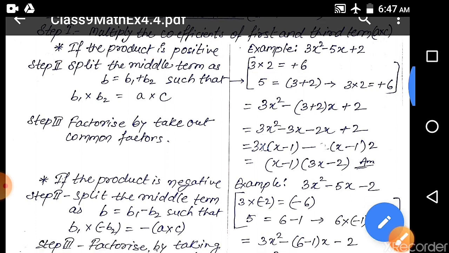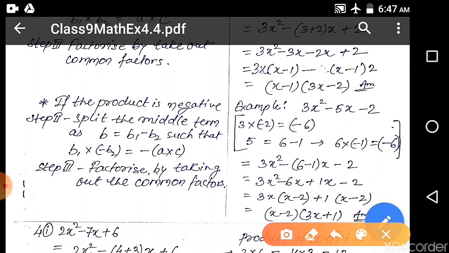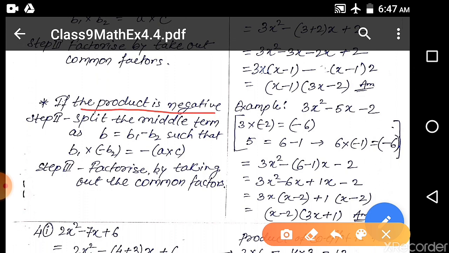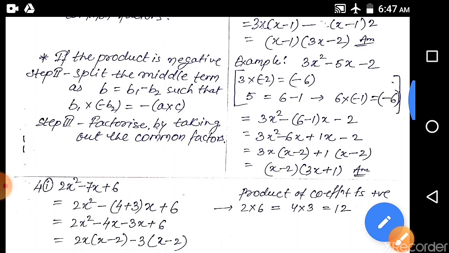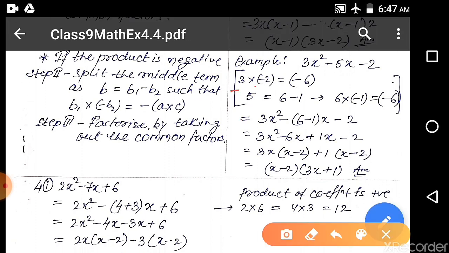Now if the product is negative, here is an example: 3x² − 5x − 2. Here the first term is 3 and the last term is −2, and the product is −6.